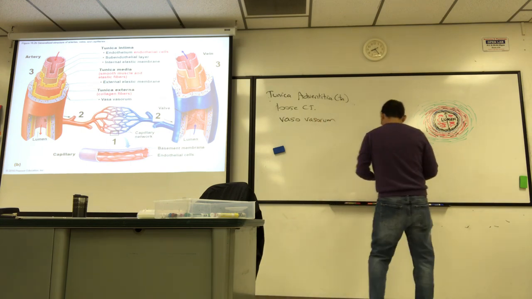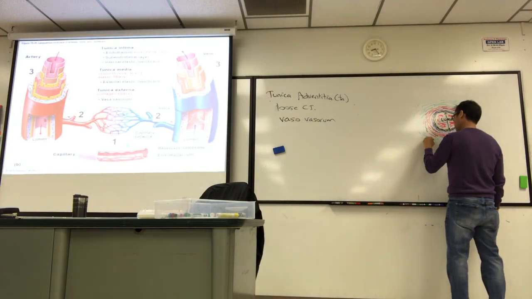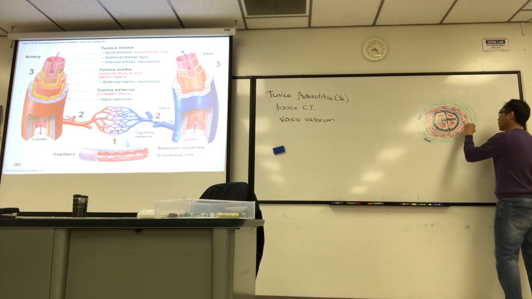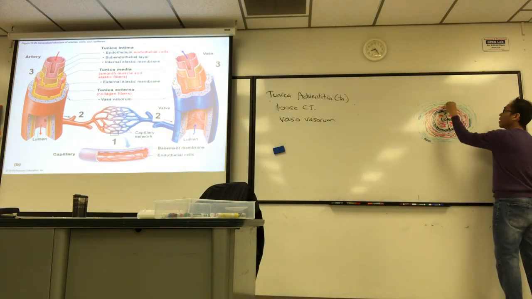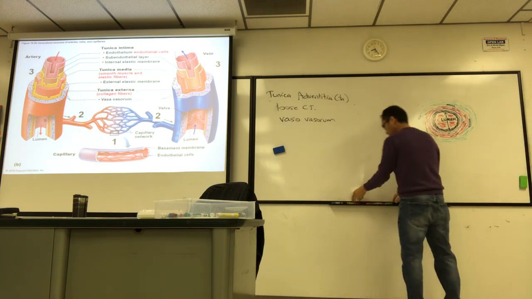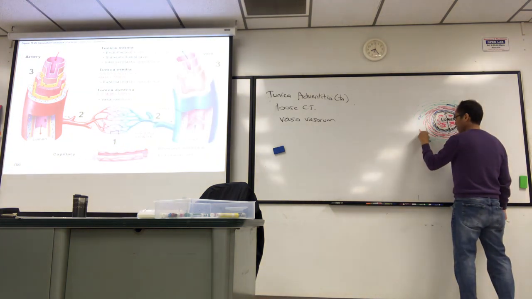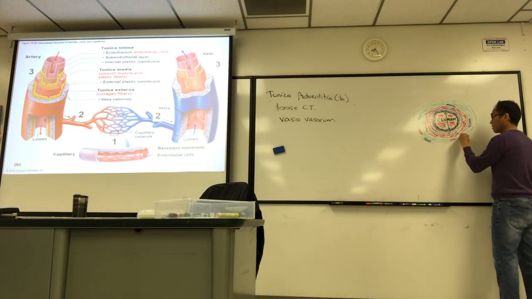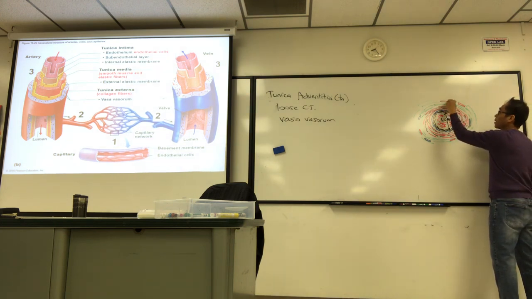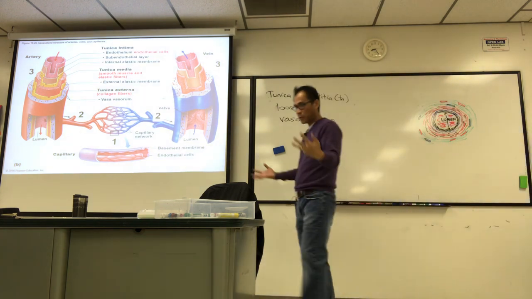So let me draw little teeny tiny veins, and little arteries to symbolize vasa vasorum. Arteries of the artery, or vessels of the vessel, sorry. So that's it, the three tunics.